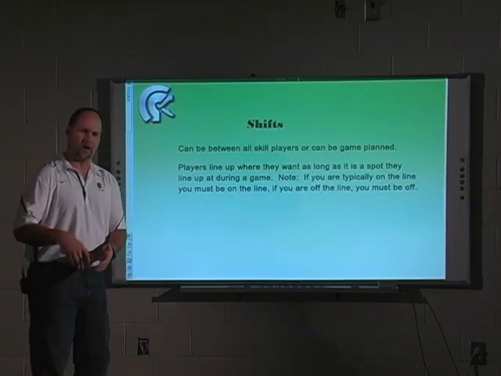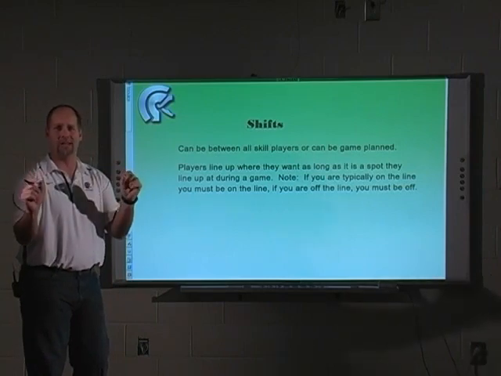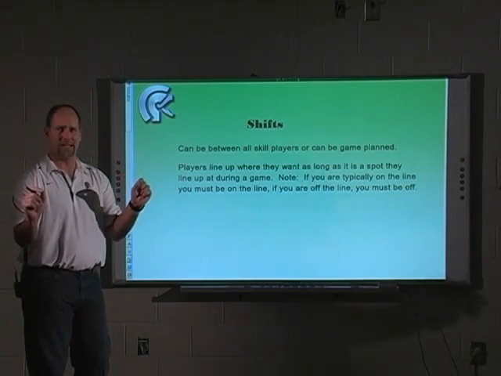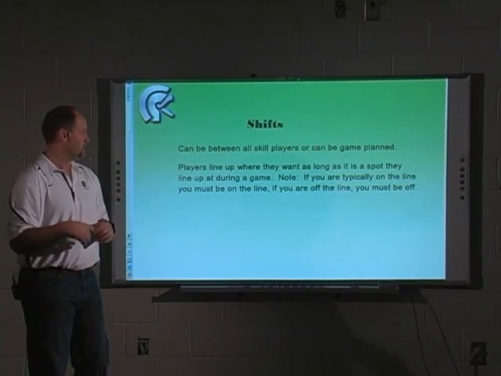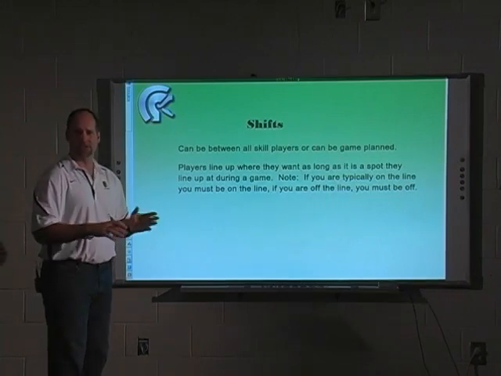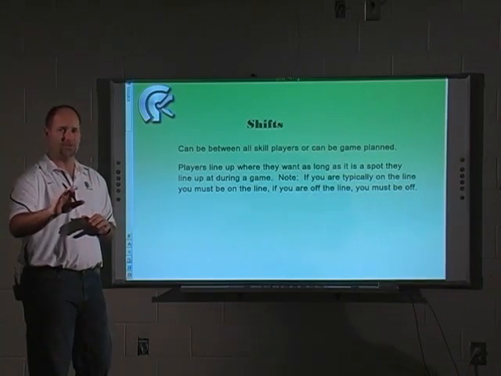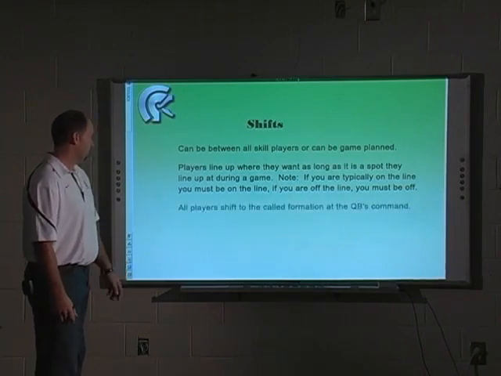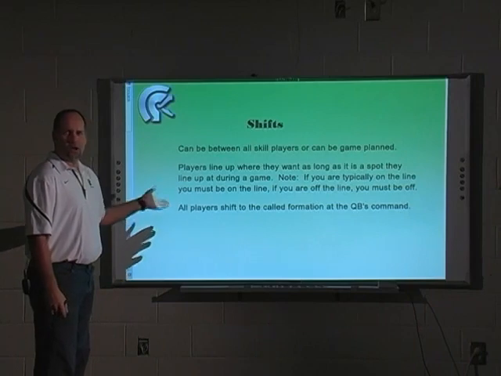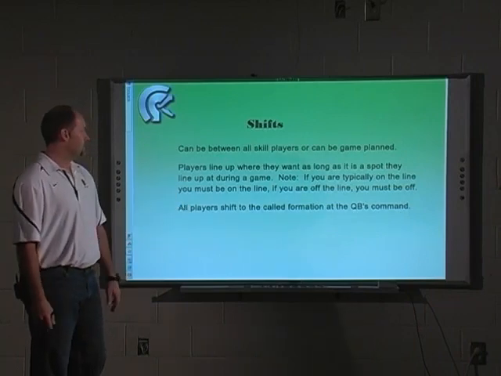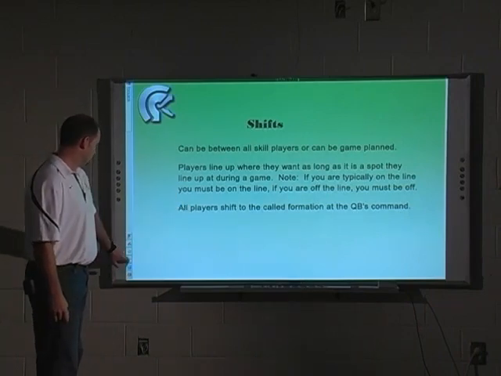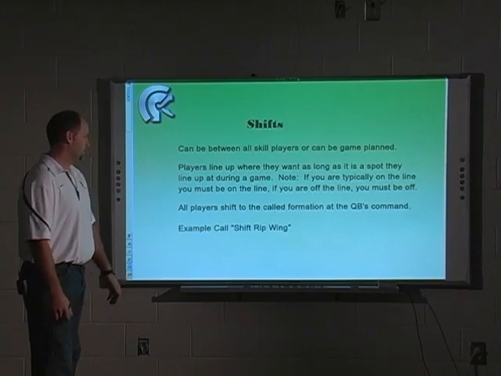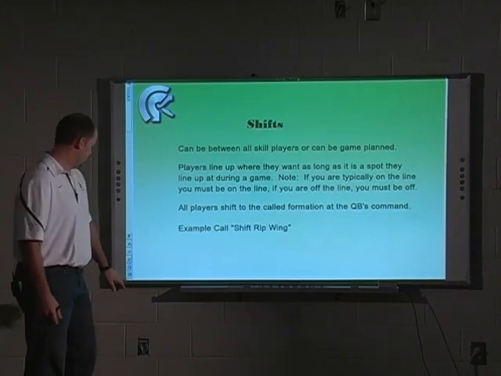So what we tell our X's and Y's is, guys, you are on the line. You line up wherever you can in the game, but it must be on the line. As well as backs. Backs, you can line up anywhere you want as long as it is off the line of scrimmage and it's somewhere you could line up in the game. Quarterback, again, calls shift. All players will then shift to the formation. An example call might be shift, rip wing.